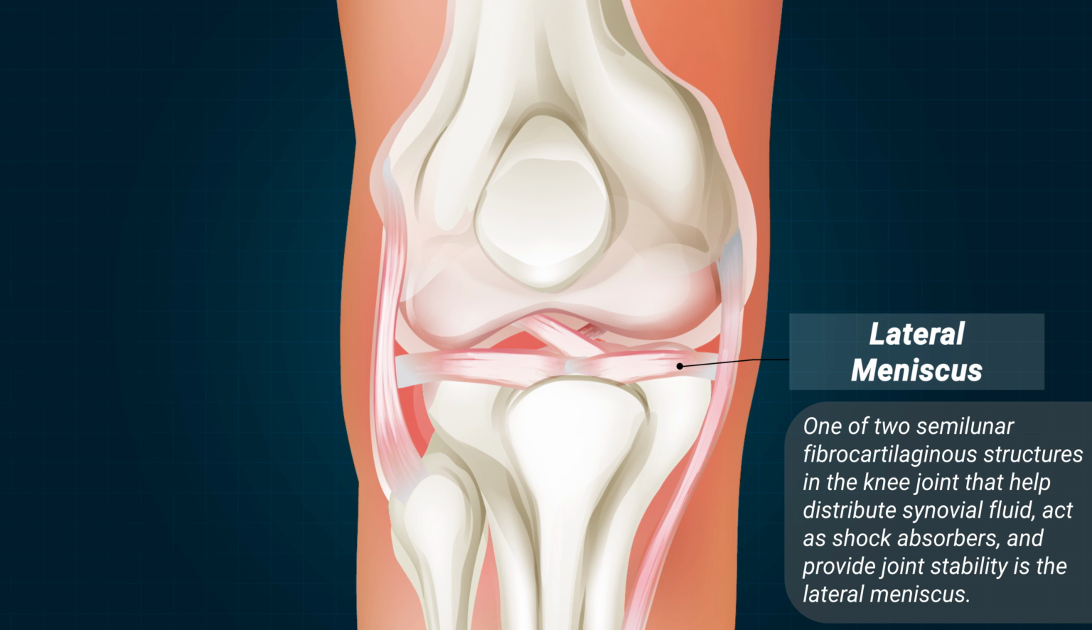Lateral meniscus. One of two semilunar fibrocartilaginous structures in the knee joint that help distribute synovial fluid, act as shock absorbers, and provide joint stability, is the lateral meniscus.